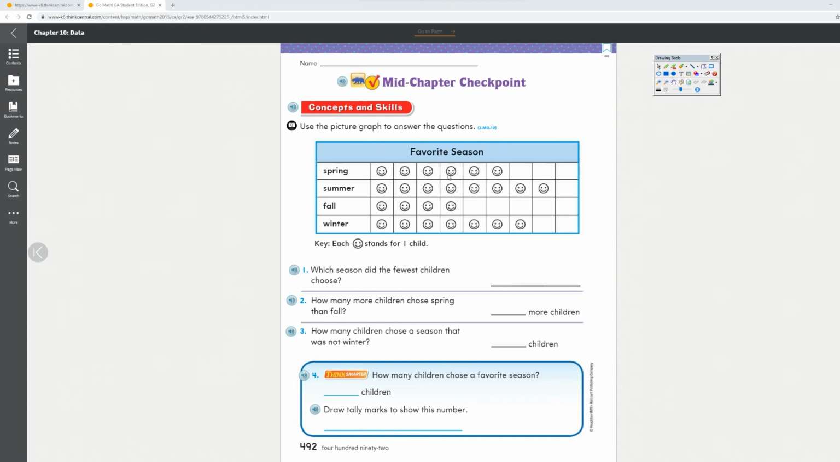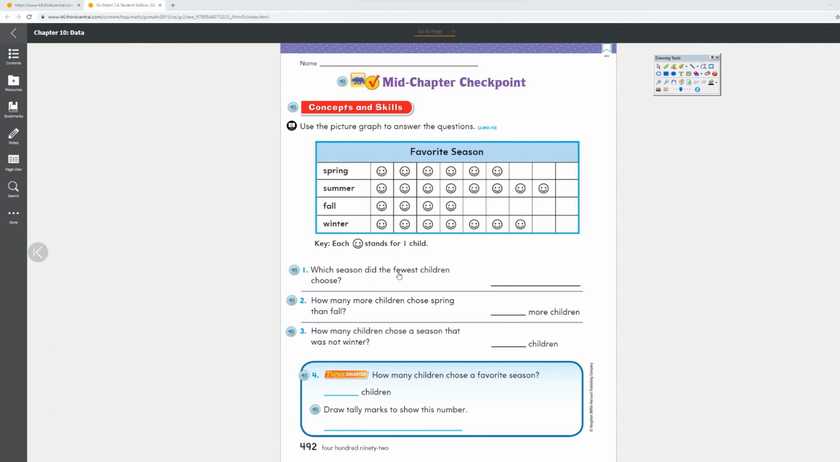And they already completed the graph for us. You can see that each smiley face stands for 1 child. So now we can answer questions 1 through 3 using the information that they give us. So which season, we can look at the categories in the survey. So here's the survey, favorite seasons. And basically what they did is a teacher asked children what they think their favorite season is. It could be spring, summer, fall, or winter. And then each student has an answer. Each student made a choice, right? And the teacher drew a smiley face for each student when they made their choice.